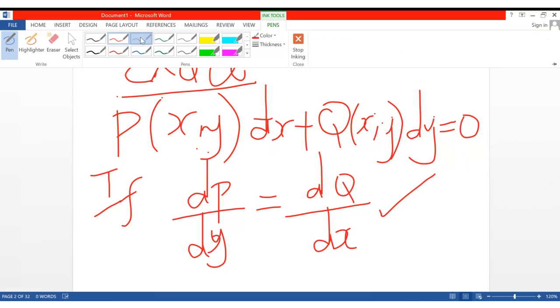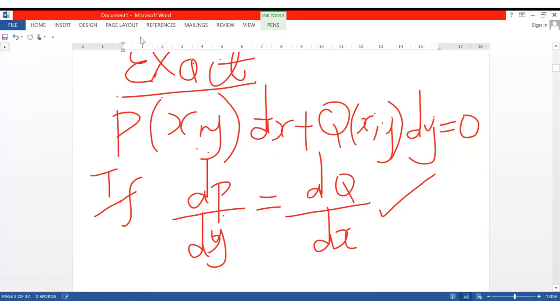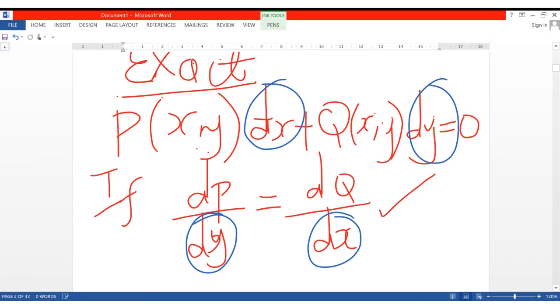Please don't confuse. This one is in terms of dy, this one is in terms of dx. I know here I have a dx, and I can see the dx and the dy. But we differentiate P always in terms of y and the Q in terms of x, as if we are interchanging the two. So that's how you check if it is exact.